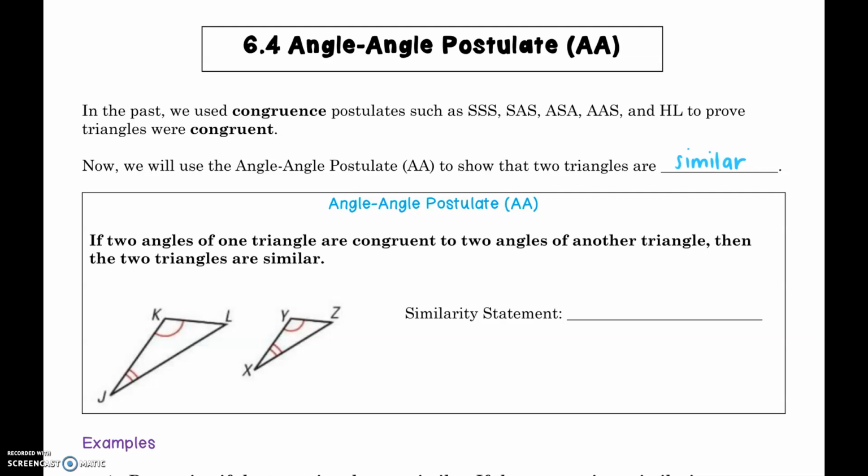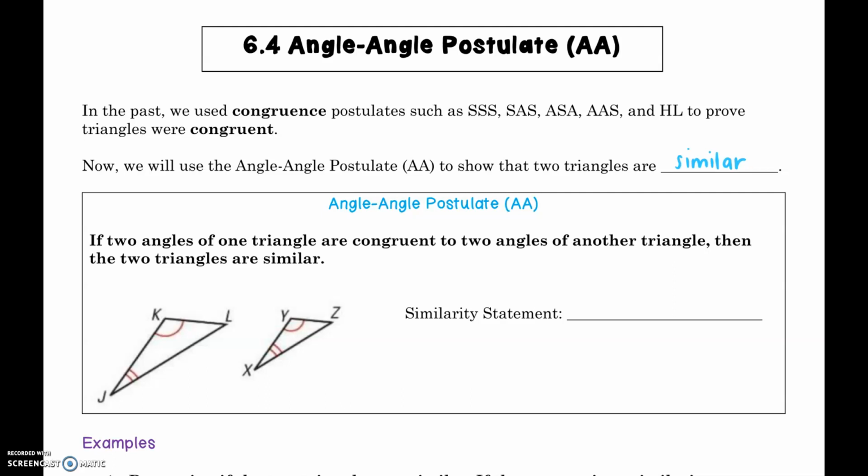Today we're going to start section 6.4, angle-angle postulate. Back in unit 3 when we were working with congruent triangles, we used side-side-side, side-angle-side, angle-side-angle, angle-angle-side, and HL to prove that triangles were congruent. Here we're going to use the angle-angle postulate to show that two triangles are similar.